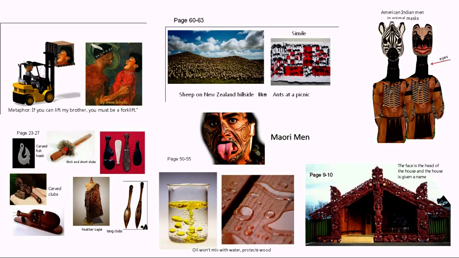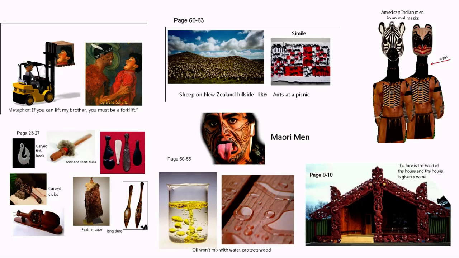Sheep on the New Zealand hillside are like ants at a picnic. When you've got food, the ants are going to come out and cover your picnic table if you leave it alone for a moment. And when you look at the picture of all of the sheep in New Zealand, they look like ants completely covering the hillside. So those are just examples.